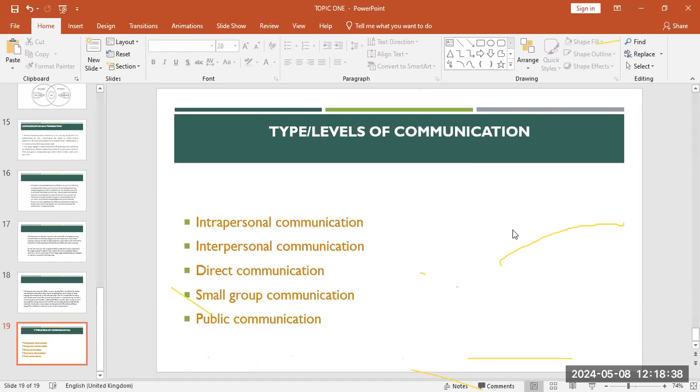And lastly, we have public communication. Public communication is communication between a person and a very big group of people. The way the president communicates to the public during maybe public holidays or during special occasions. For example, the other day we had what we call Labor Day. The president stood and spoke on that particular day. Now that is called public communication. Unless there is a question, we'll stop at that point.